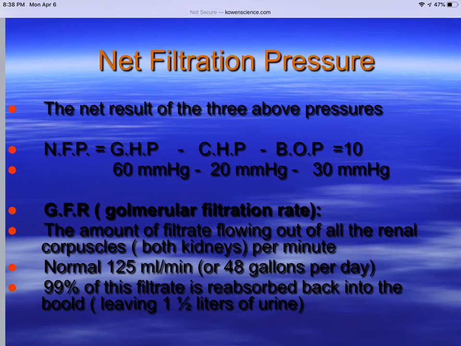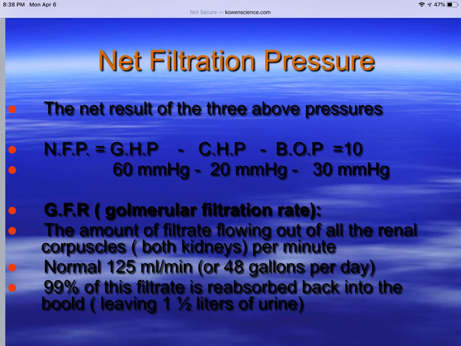So the net filtration pressure is the result of all 3 of these pressures. And it's going to be the glomerular hydrostatic pressure, 60, minus the CHP and the BOP. And so it would be roughly 10.